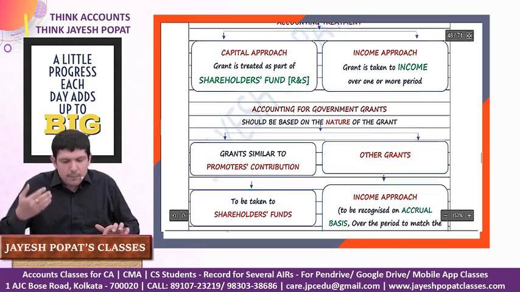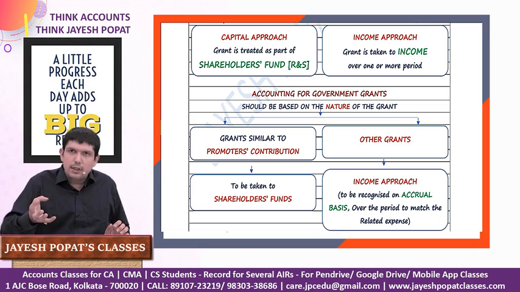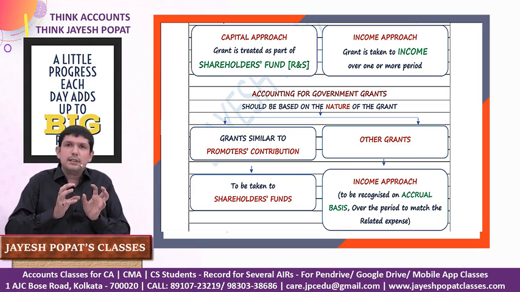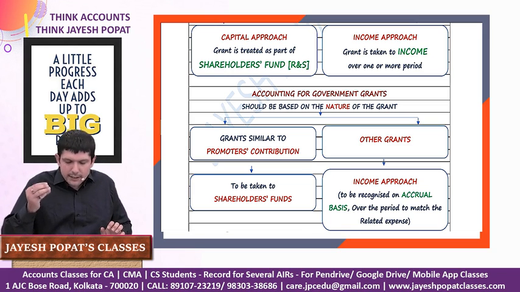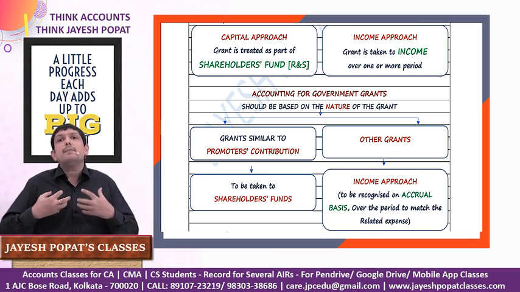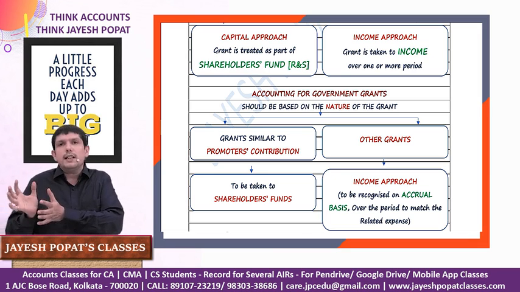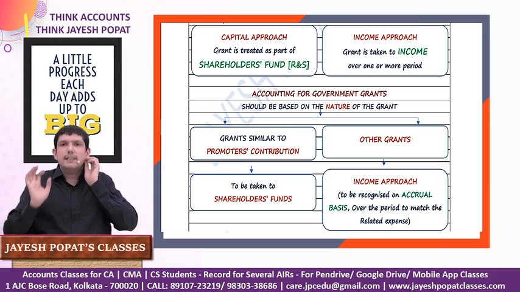Now what should be the treatment, whether you should follow the capital approach or the income approach, depends upon the nature of the government grant. So if the nature of the government grant is of a promoter's contribution, meaning the grant has been provided based on the volume of investments which you are making. For example, let's say the government says that if you set up a factory in this particular area, whatever cost you will incur, we will reimburse 50% of that cost. So the government is operating like an entrepreneur, like a promoter, along with the person who is setting up the factory, and the government is reimbursing a part of the cost incurred in setting up the factory.